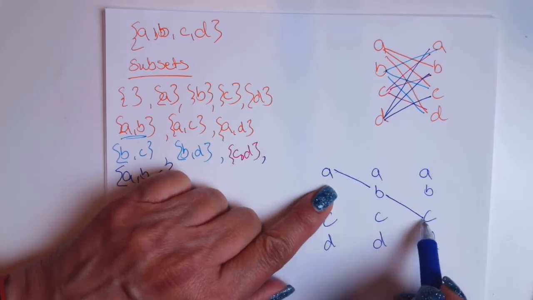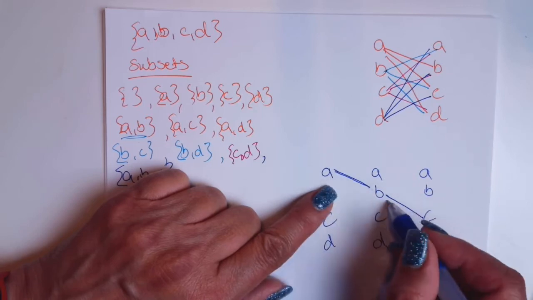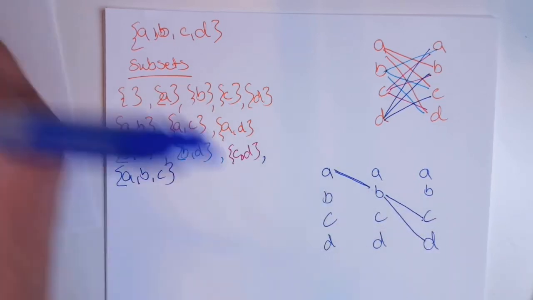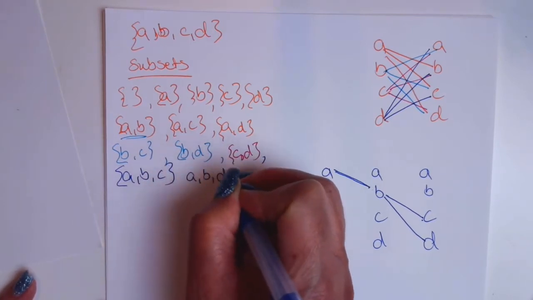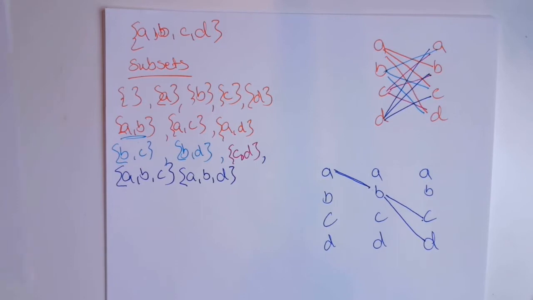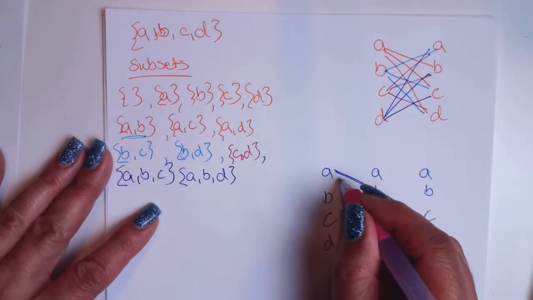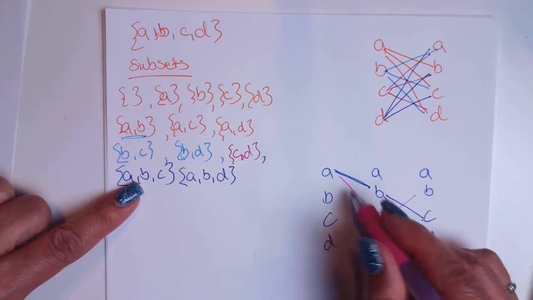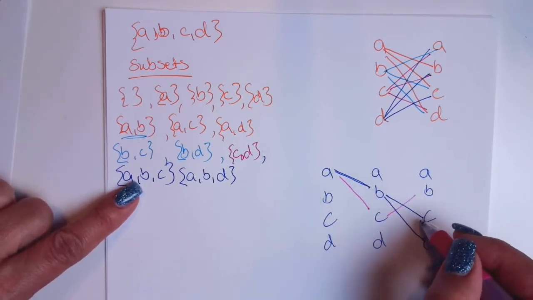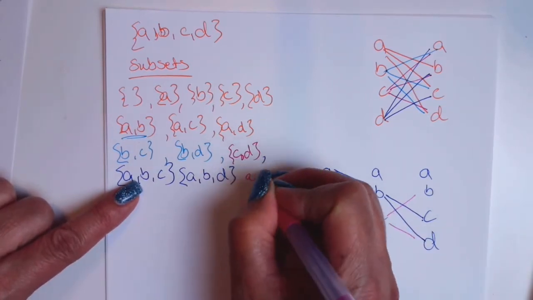So now we have A, B, C. Next, we're going to do A, B, and D. So A, B, and D. Next, we're going to pull A, C, and B, which is here. A, C, and C means that we have double C. A, C, and D is not on here, so that's going to be right here.